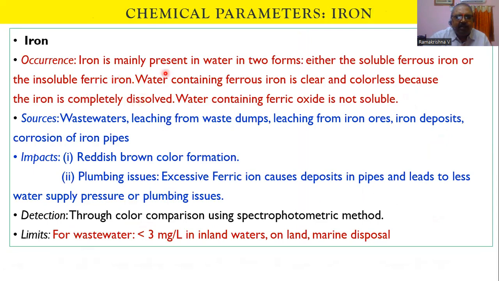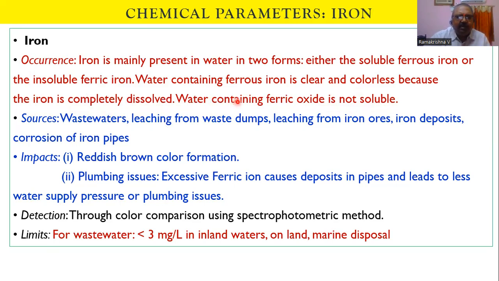Iron occurs mainly in the water in two forms, either the soluble ferrous iron or the insoluble ferric iron. Water containing ferrous iron is clear and colorless because the iron is completely dissolved. Water containing ferric oxide is not soluble here. The water or wastewater doesn't matter.